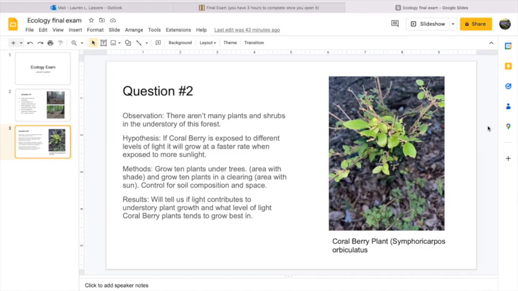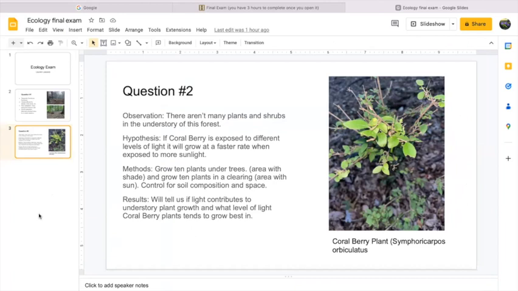Some plants grow better in shade and some plants grow better in sun. Coralberry might be a plant that just tends to grow better in shade. The results of this study could also tell us something about secondary succession in forest.